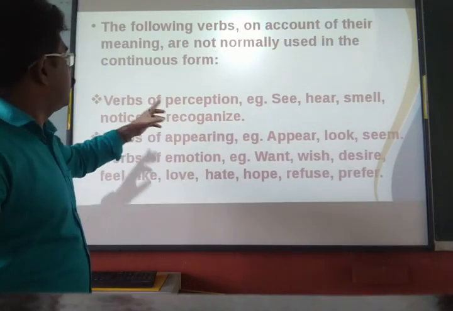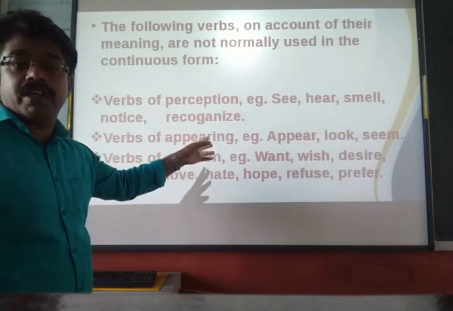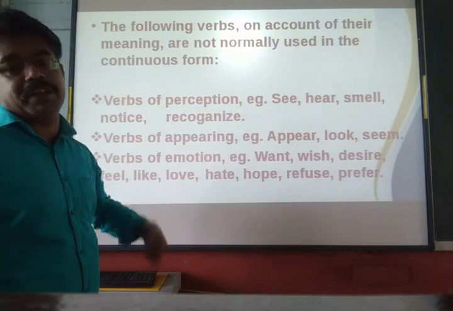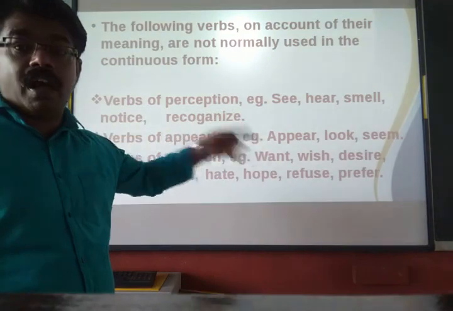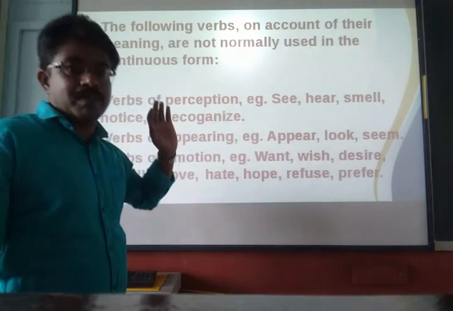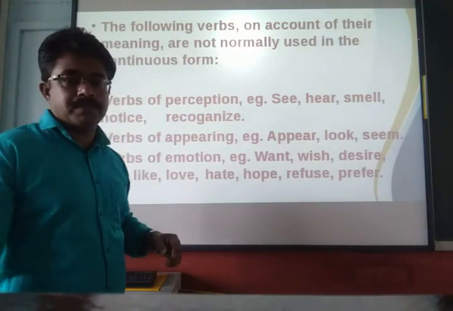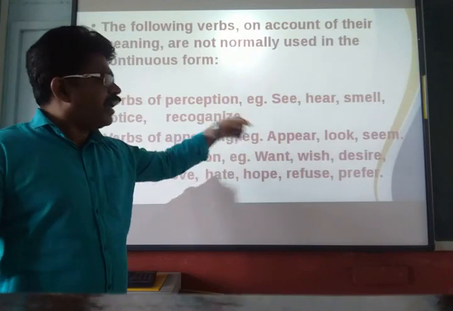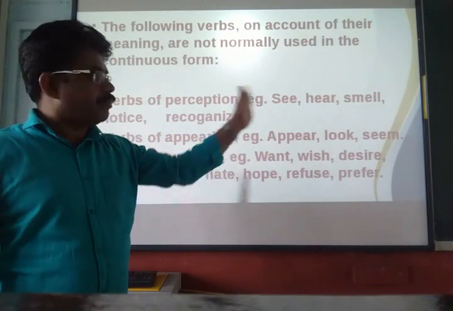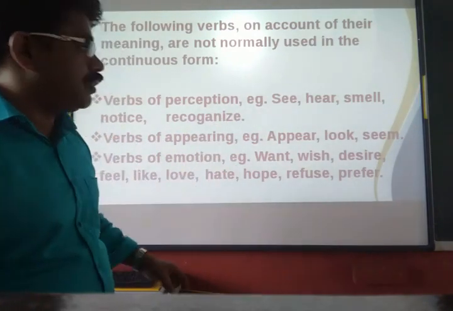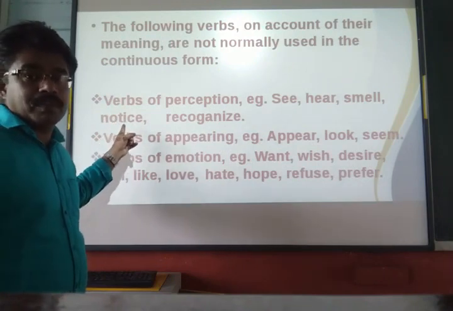Verbs of perception, for example: see, hear, smell, notice, recognize. These words we will not use in the present continuous tense. We don't say "I am seeing this one." We say "I see, I hear." Very often we hear people saying "I am hearing something," but that is a wrong usage. Maybe in some other situation we may use it, but not typically as present continuous. I notice, not "I am noticing."